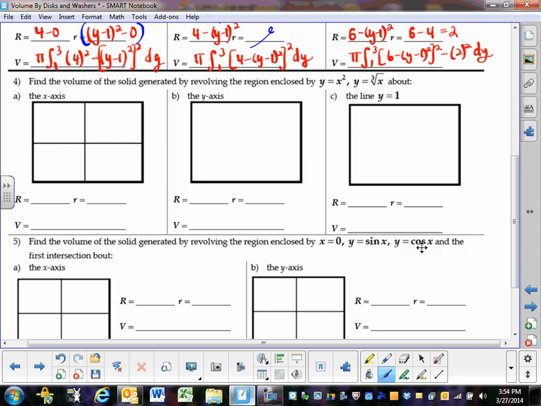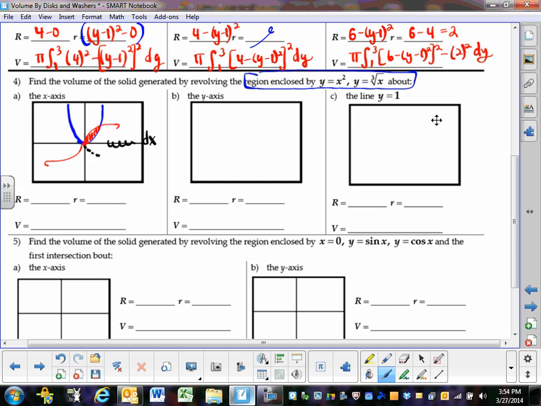Okay, so this is the second part of volume by rotations. We're going to find the volume of the solid generated by revolving the region enclosed by these graphs about different lines. So the region enclosed by the graphs of x squared and the cube root of x is like the petal of the flower here. Now if we rotate that about the x-axis, that's going to be a dx problem.